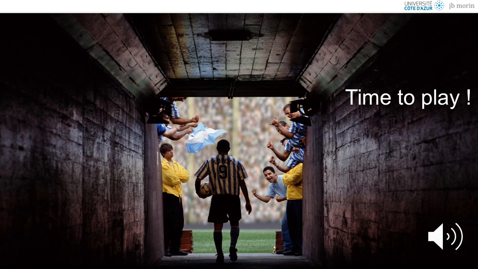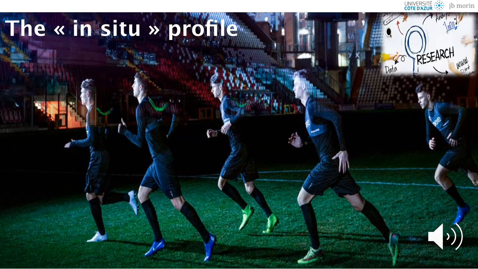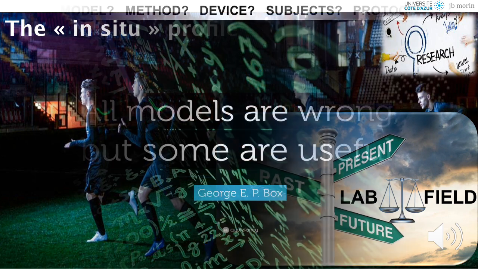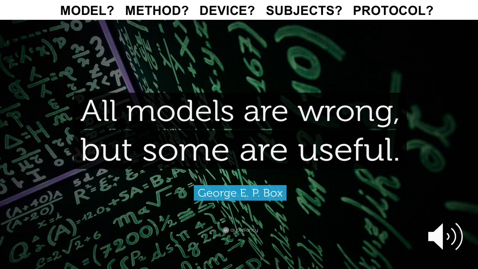All right, time to play and time for some specific team sport approach. So this is the in-situ profile. It's an idea we had based on trying to mix lab and field testing, which is one of our main topics of research. So all models are wrong. The force velocity model is wrong in the sense of not perfect, but some are useful. And we think that the force velocity approach is useful.